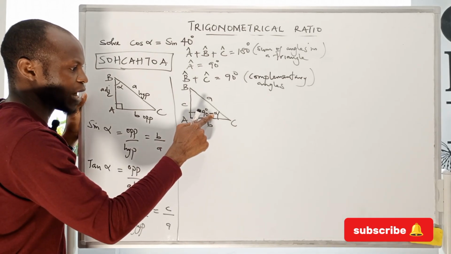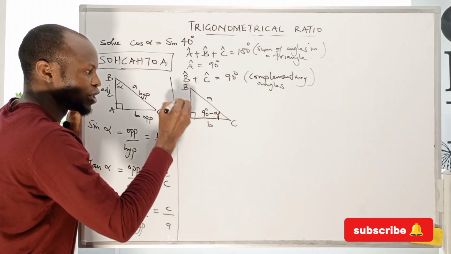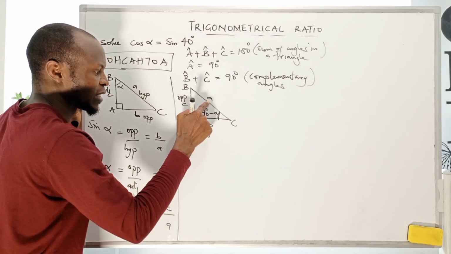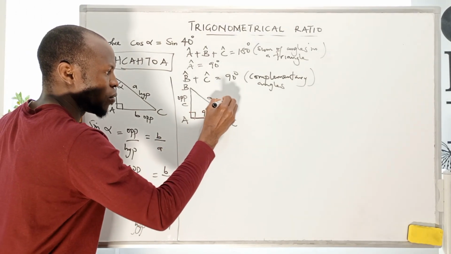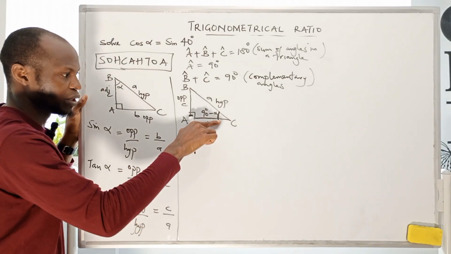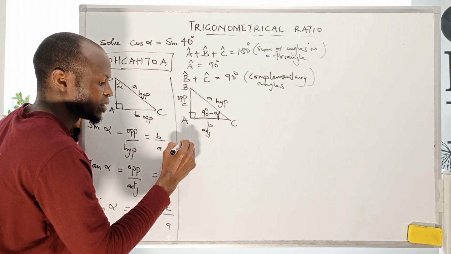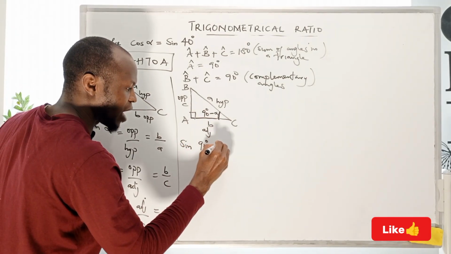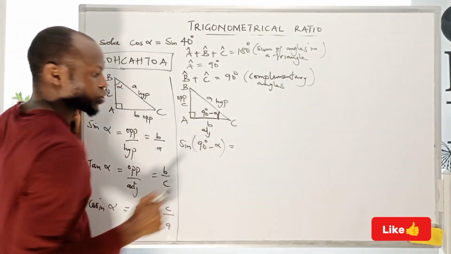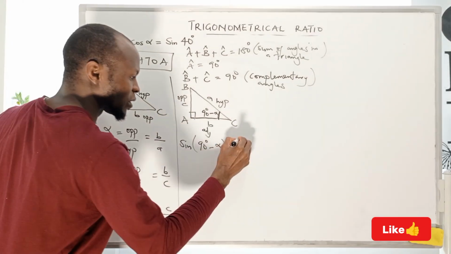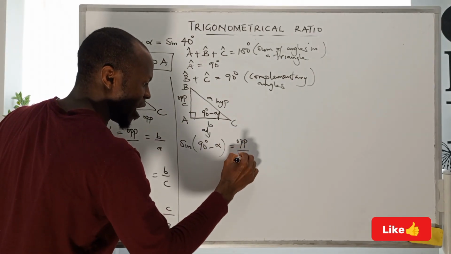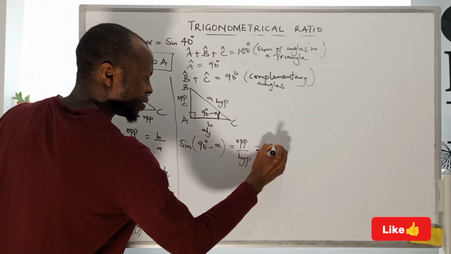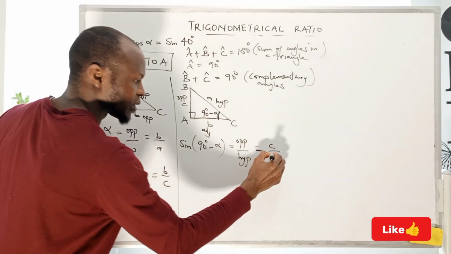So if I want to find this angle, now I want to consider this angle. So this will be my opposite, and this will be my adjacent. This side facing the right angle will still be my hypotenuse. So if I want to find this angle, sine of this angle, which is 90 degrees minus alpha, will be equal to, don't forget, sine of an angle is opposite over hypotenuse. In this case, my opposite is c, and my hypotenuse is a.